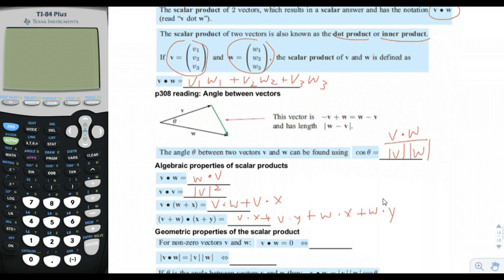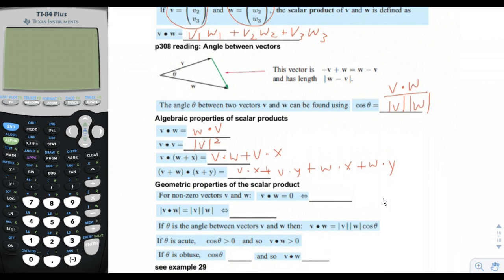Geometric properties of the scalar product. For non-zero vectors v and w, v dot w equals 0 is equivalent to v is perpendicular to w. And v dot w is equal to the magnitude of v times the magnitude of w. That's equivalent to v is parallel to w.